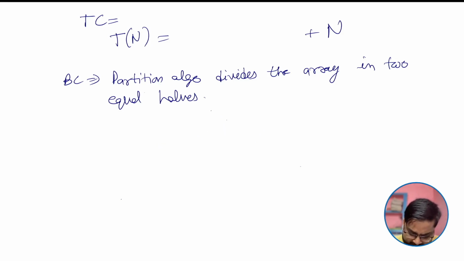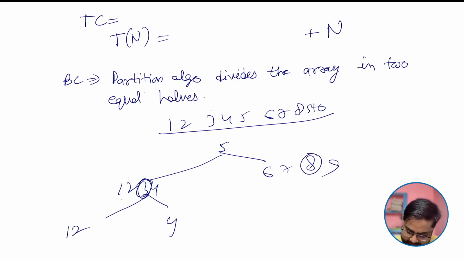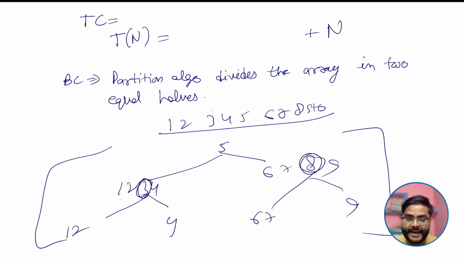If we take more elements, let's say 1 2 3 4 5 6 7 8 9 10, and my partition algorithm divides with 5 as pivot, 1 2 3 4 here and 6 7 8 9 here. Let's say I again choose 3 as a pivot element, so my partition algorithm divides 1 2 here and 4 here. Let's say I choose 8 as a pivot element, so it divides 6 7 here and 9 here. So it divides my array in two equal halves, right?